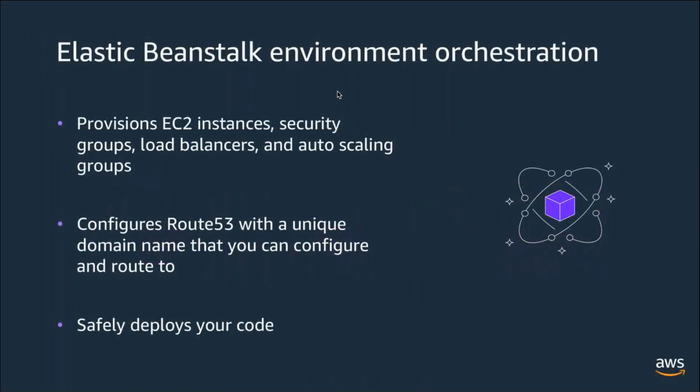So what Elastic Beanstalk does is it orchestrates different resources to create an environment. So what that means is, for example, in our staging environment, Elastic Beanstalk has provisioned EC2 instances. It's created the security groups to control ingress and egress from those instances, set up a load balancer, as well as configured auto-scaling groups. And Elastic Beanstalk also configures Route 53 with a unique domain name that you can configure and route to.